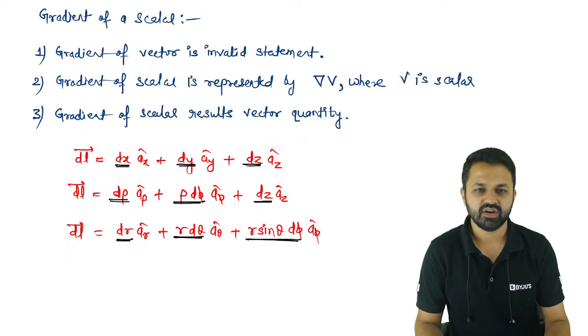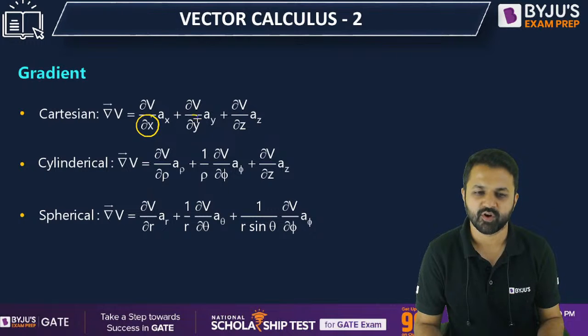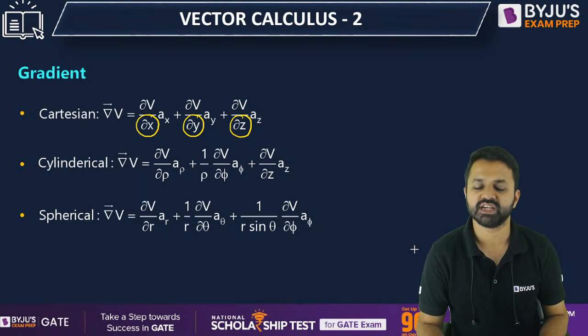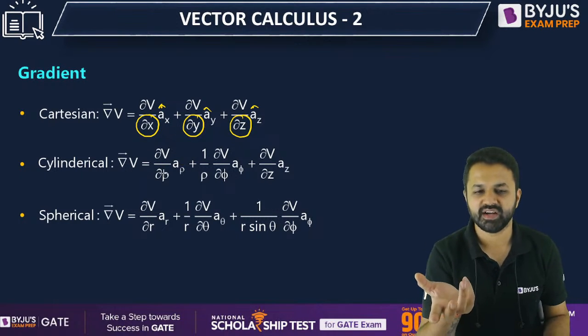Now, when you write the gradient of a scalar, this is del V upon del x. So you can see that in the denominator we have the differential length coefficient. ax is the unit vector, ay and az are the unit vectors. What is the coefficient of the unit vectors? For ax, ay, az it is dx, dy and dz. So that is coming in the denominator.